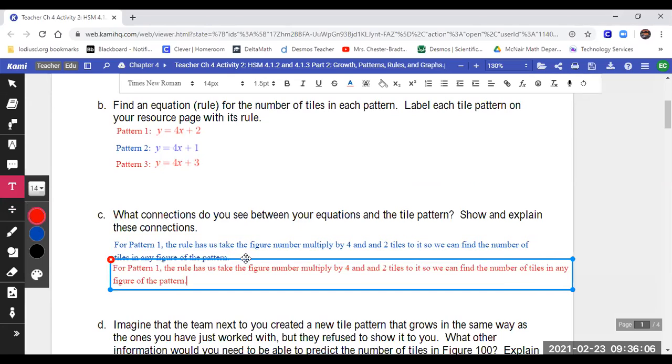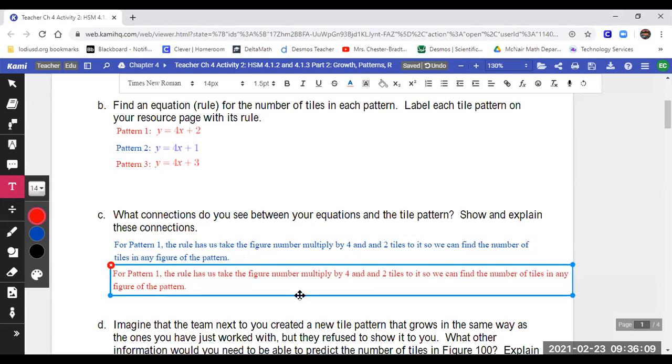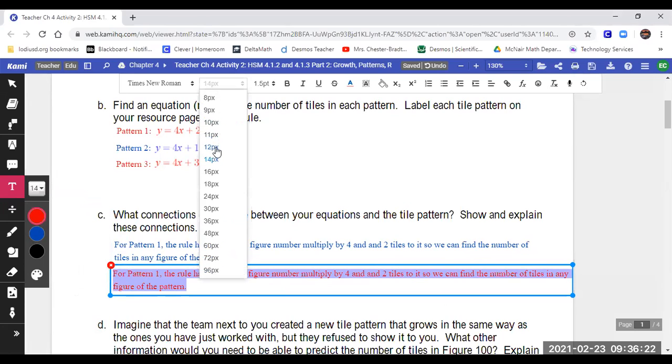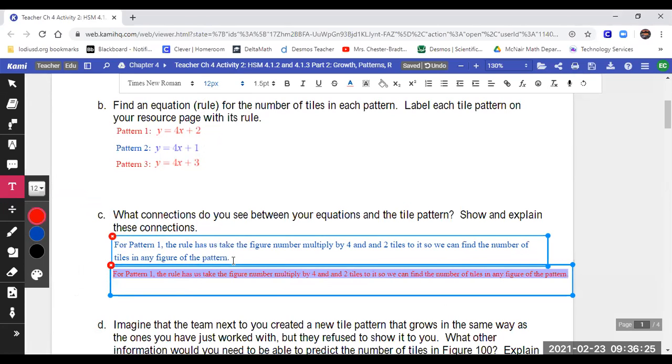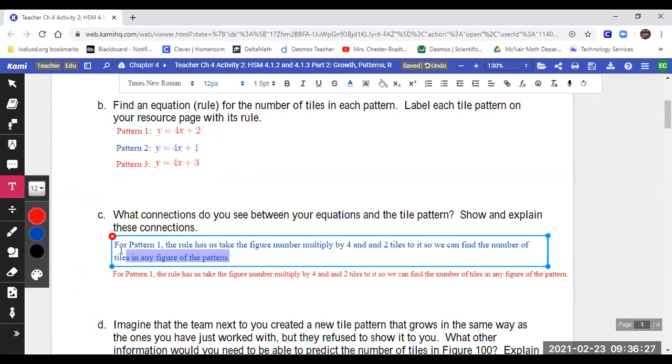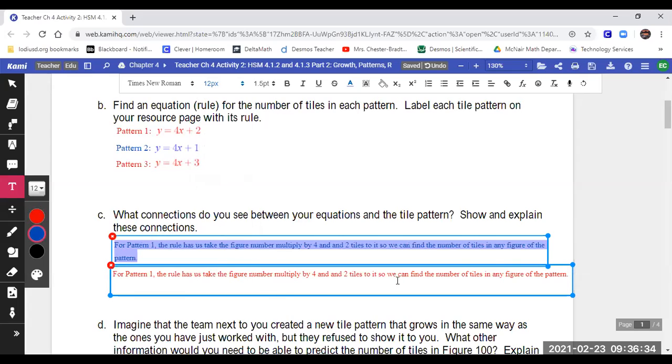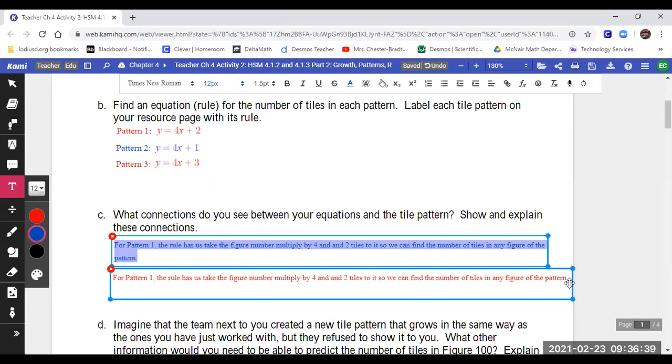What are the only 2 things we have to change in the whole sentence? We have to change 2 numbers and only 2 numbers. What are those 2 numbers? We have to change the 4 and the 2. Pattern 2 has a different number than 4? No. So what are the 2 things we need to change?